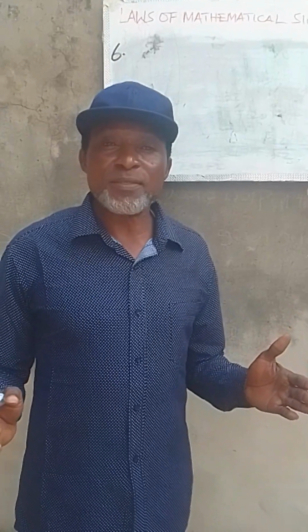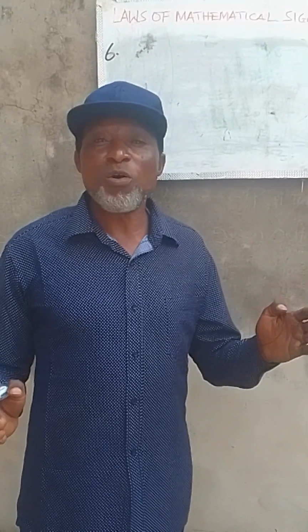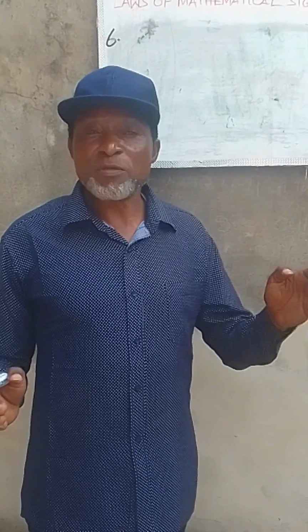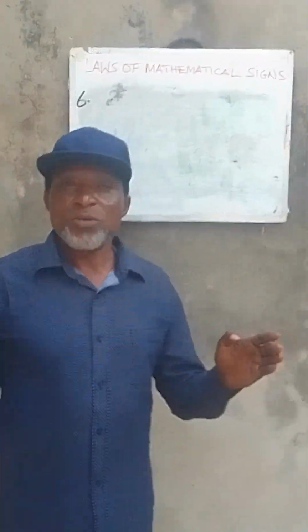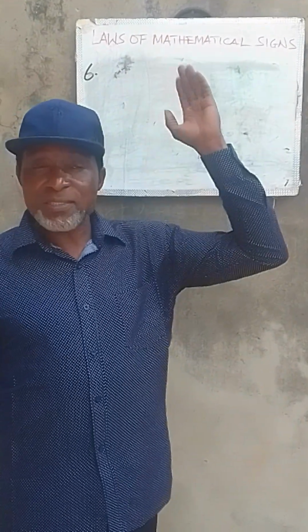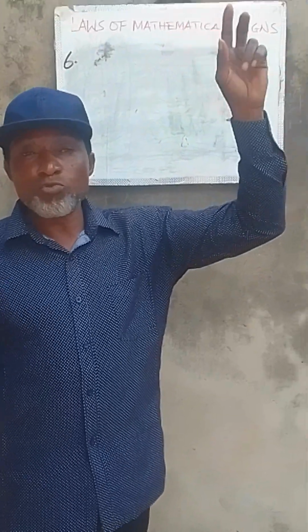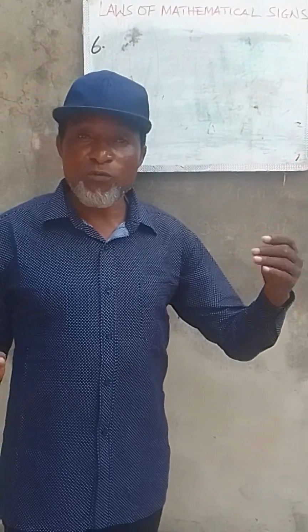Back again to look at the sixth law of mathematical signs. The laws of mathematical signs, which we have seen from the past lessons, law 1, law 2, law 3, law 4, law 5. Today, we are looking at law 6.